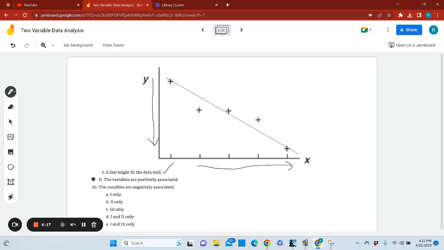And you can think back to algebra when you think about negative and positive slopes, right? So I would say this is definitely not a positive association, right? And then we look down here at choice 3, the variables are negatively associated. We just covered that. So this one would definitely be E, 1 and 3 only. Okay.